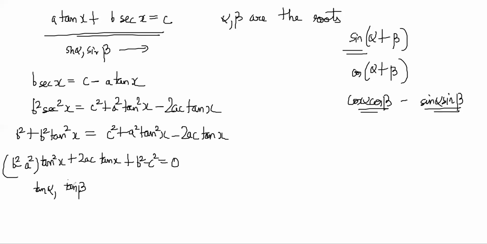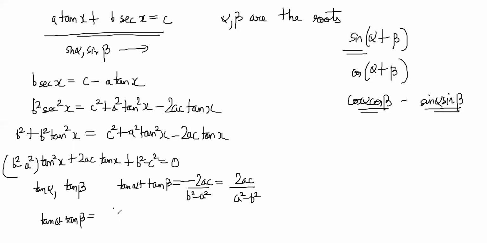Now it will be better because tan alpha plus tan beta, you know now. We do. It is equal to minus 2ac by (b square minus a square). So it is 2ac by (a square minus b square). And tan alpha into tan beta also, you know now, which is equal to (b square minus c square) by (b square minus a square), right? We can find tan of alpha plus beta. Correct.